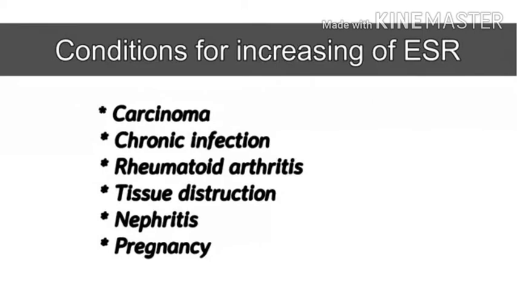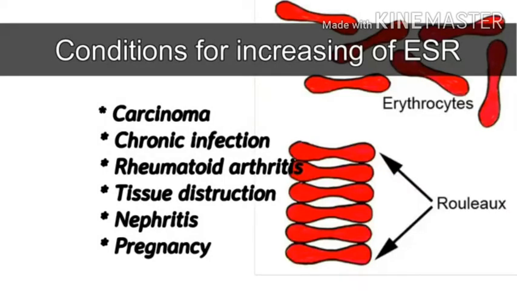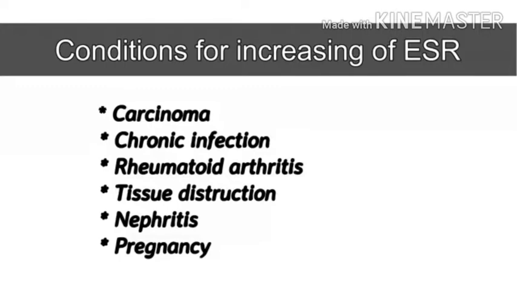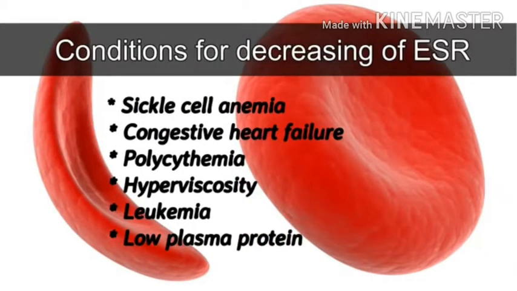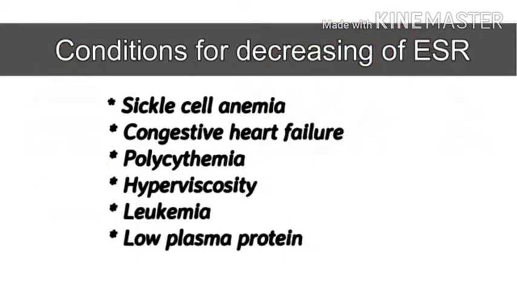Here are some examples for increased ESR: carcinoma, chronic infection, rheumatoid arthritis, tissue destruction, nephritis and other kidney diseases, pregnancy. On the other hand, if the viscosity of the blood is high or due to some abnormal shapes of RBCs, the red blood cells would be slow to fall to the base, thus lowering the ESR. Now let's see some conditions for decreased ESR: sickle cell anemia, congestive heart failure, polycythemia, hyperviscosity, leukemia and low plasma protein.